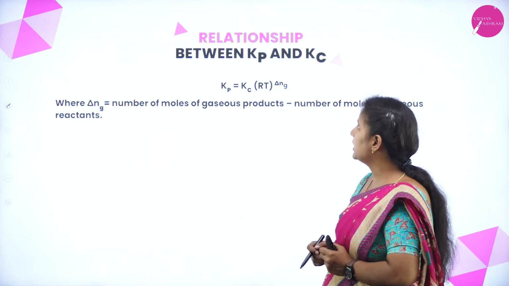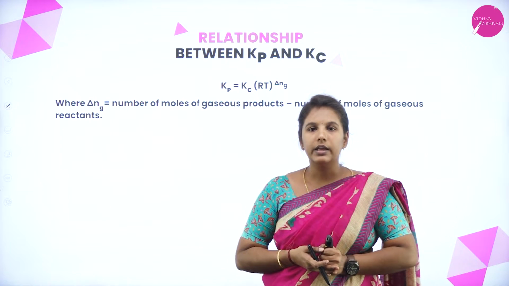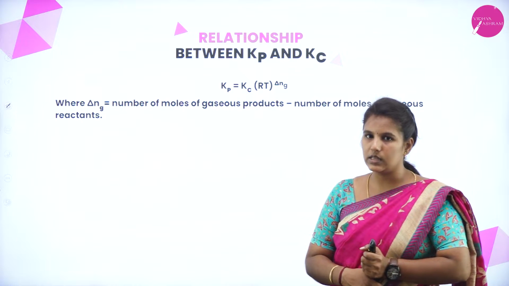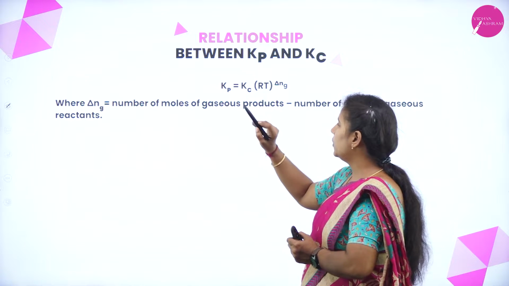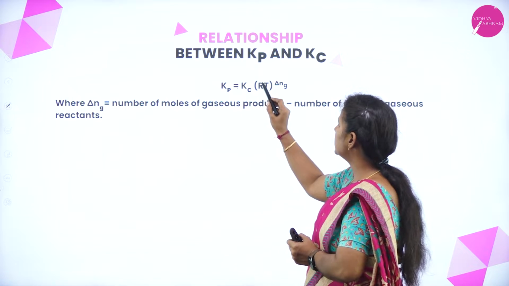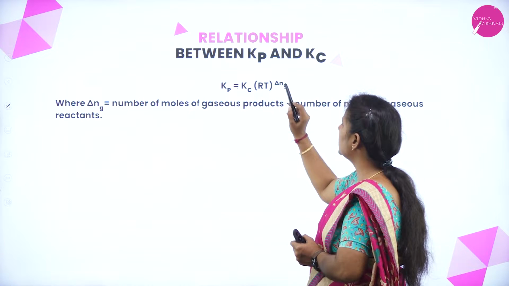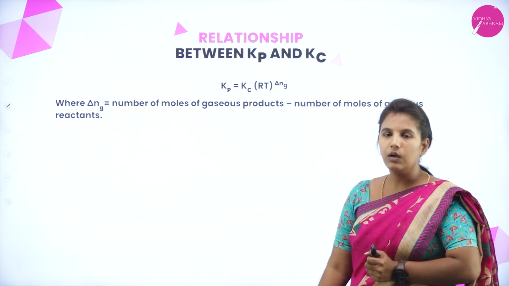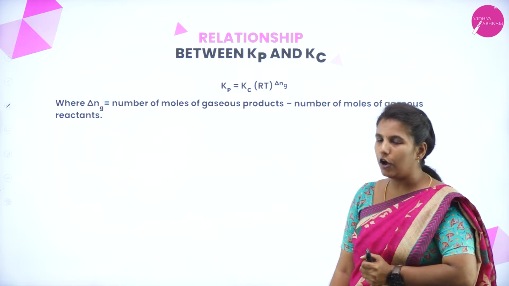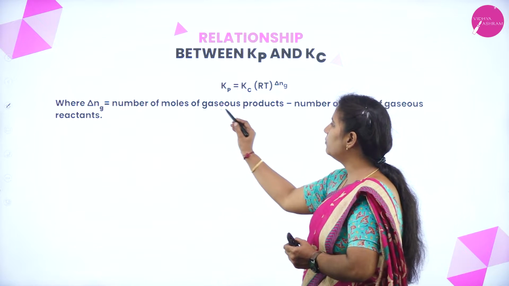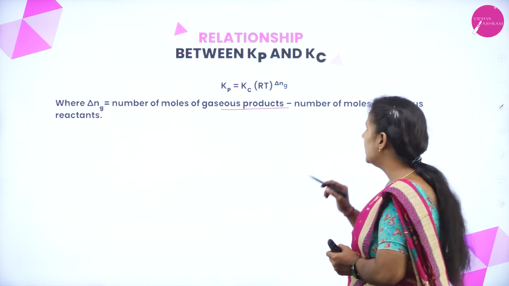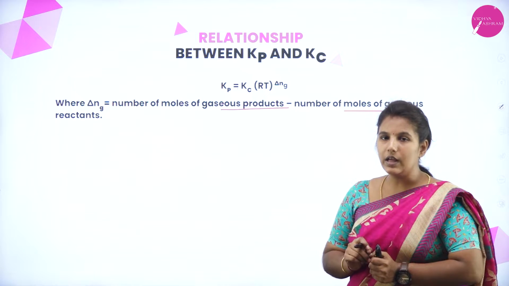Hope you all understood how to write this equation by taking up a single reversible reaction. Now let us see the relationship between Kp as well as Kc. So Kp is nothing but an equilibrium constant which is equal to Kc into RT raised to the power delta Ng. What does this delta Ng stand for? It is the number of moles of the gaseous product minus the number of moles of the reactant.